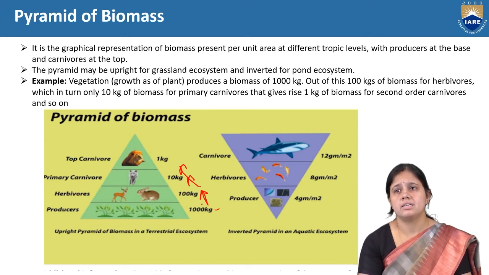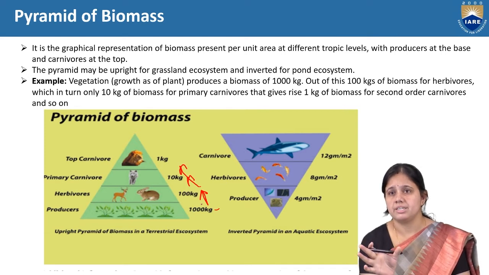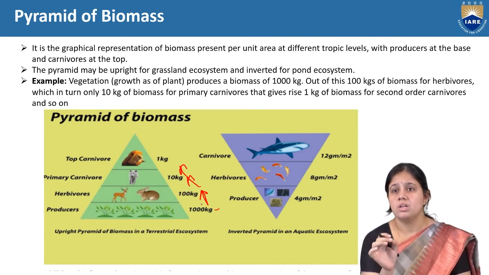Out of this 100 kg of biomass for herbivores, only 10 kg of biomass is available for primary carnivores, which give rise to 1 kg of biomass for second order carnivores, and so on. And this is inverted in the case of a pond ecosystem, because the main predator of that pond ecosystem, the whale, feeds on small fishes.